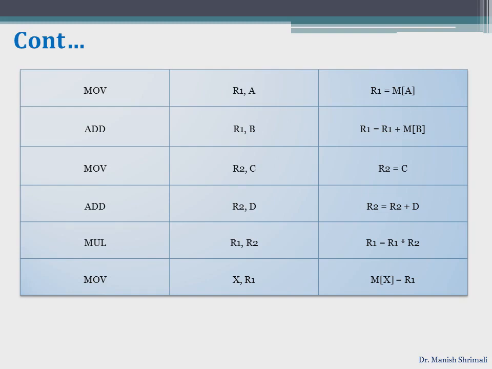Similarly, for the contents of C and D, we are repeating the same operation, that is, move the contents of C to the register R2, then add R2, D, which means we are adding the contents of D to R2, and the result of C plus D is being stored in the register R2. And finally we are multiplying the contents of R1 and R2, and the result is being stored in R1. And the final result, where we are moving R1 to X, that is, R1 is the main result and we are storing that result into our register X.